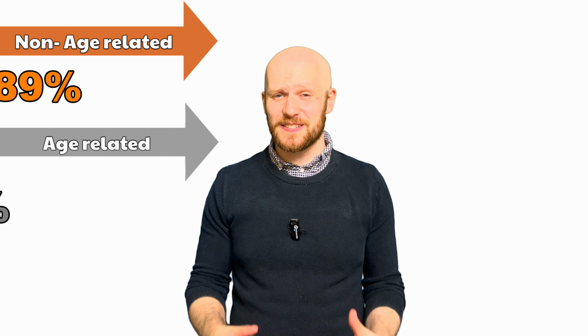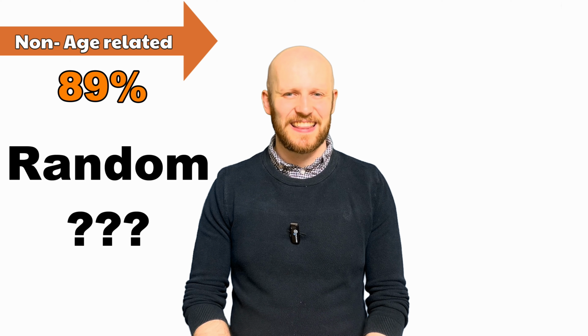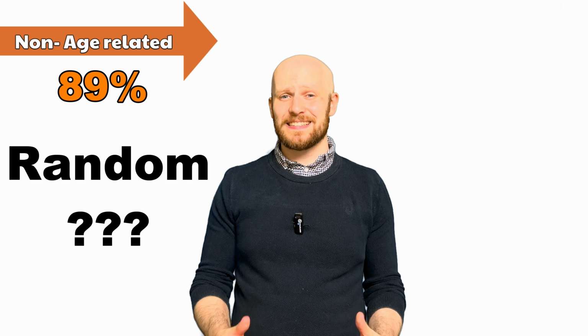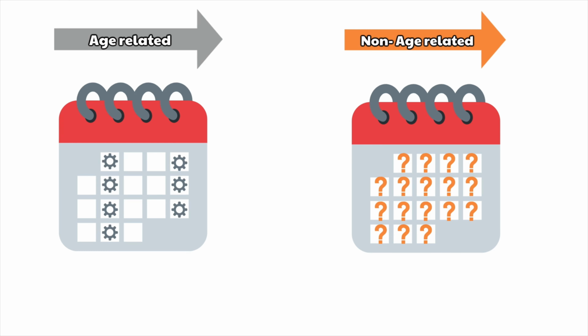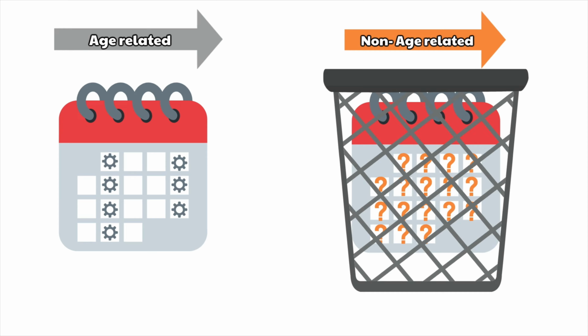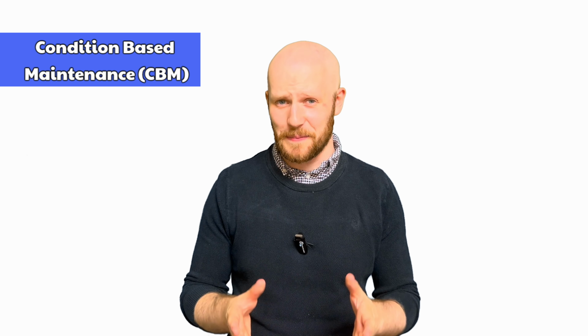However, 89% of failure patterns tend to be non-age related, which is a fancy way of saying they're random. And this is due to the complexity of modern equipment. This makes them very hard to plan for, as there's no average time until they fail. And so calendar or cycle maintenance activities for these types of failure patterns are just considered a waste of time. So this is where we enter a proactive style of maintenance called condition-based maintenance, or CBM.